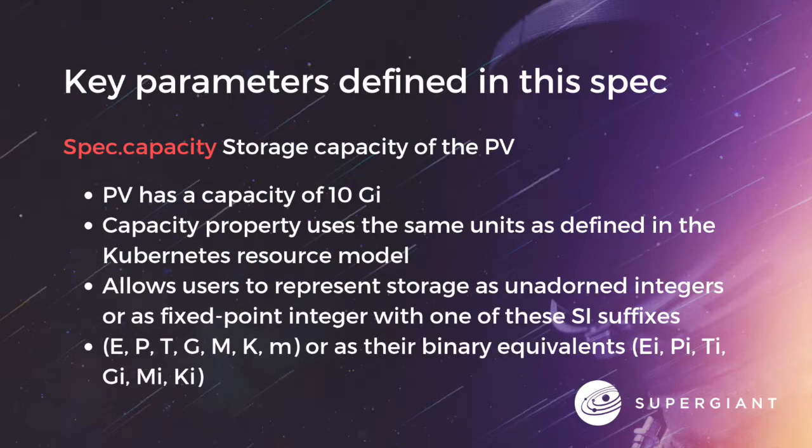The capacity property uses the same units as defined in the Kubernetes resource model. It allows users to represent storage as unadorned integers or as fixed point integer with one of these SI suffixes or as their binary equivalents. Currently, Kubernetes users can only request storage size. However, future attributes may include throughput, IOPS, etc.